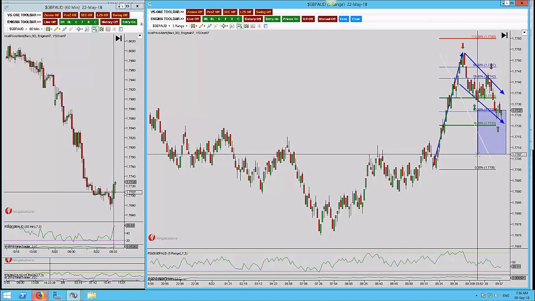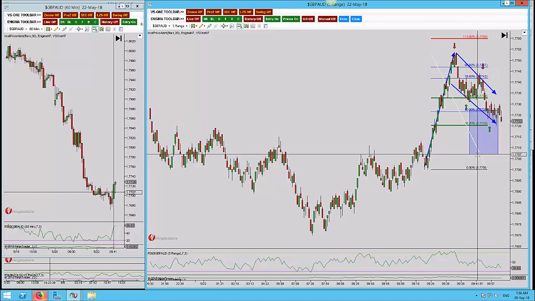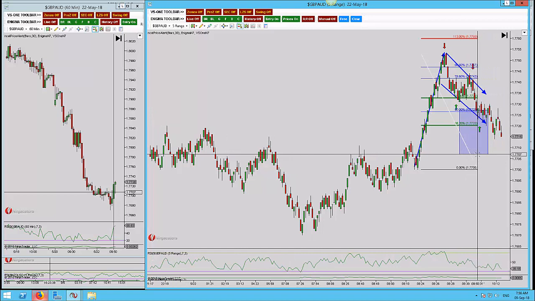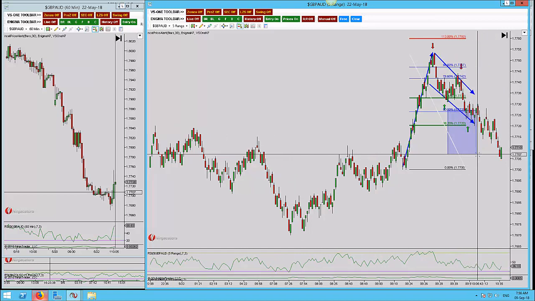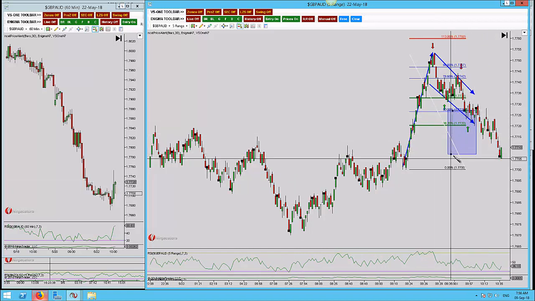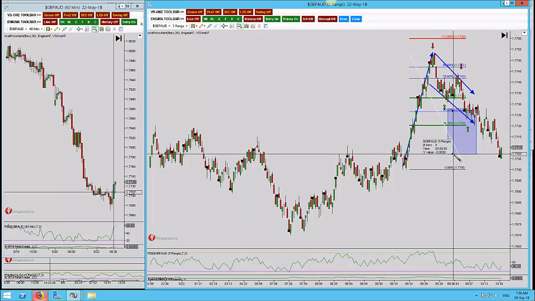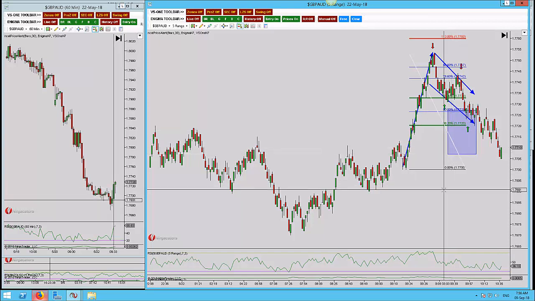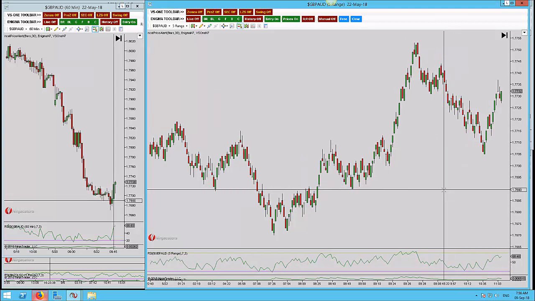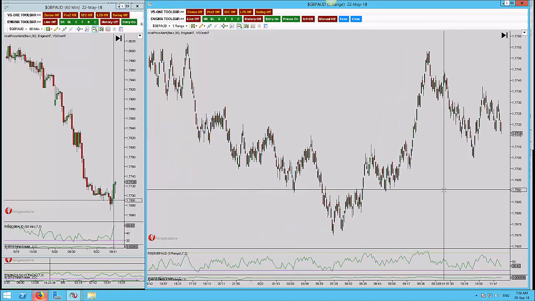And there's my risk. So let's see if we can hit targets. And there we go, stop loss hit. Okay, so that's minus 20 on that trade. Carry on with the next one.